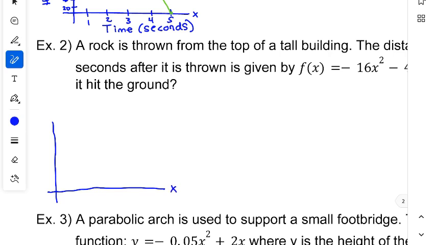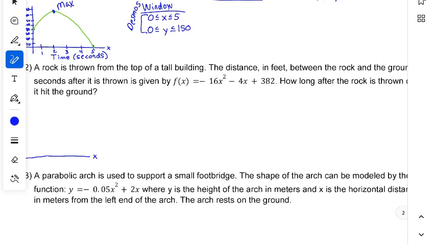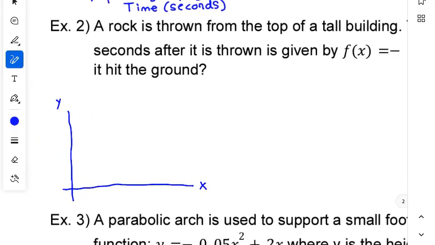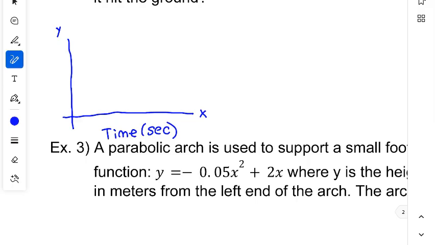Draw x and y. What did it say x was? Distance in feet, x seconds. So this one is that same thing, time, in seconds. I'm going to abbreviate seconds. And then y is going to be height in feet. It tells us that in the paragraph. We don't know numbers yet because we don't know what this looks like.